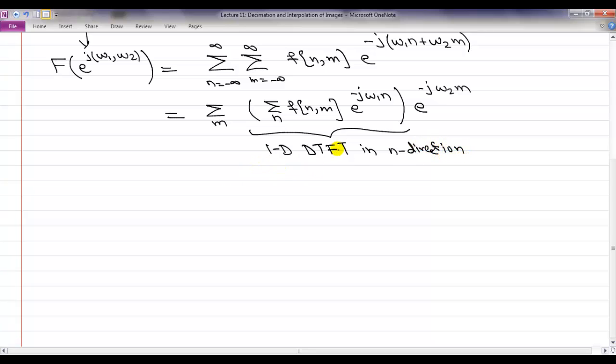Once I write that, what it says is the 2D discrete Fourier transform is simply that you take the 1D Fourier transform in one direction, and then whatever result you get, you take the 1D Fourier transform in the other direction, because whatever sequence comes up here, you are just multiplying it with e to the minus j omega 2 m and doing the summation, which becomes another 1D Fourier transform.